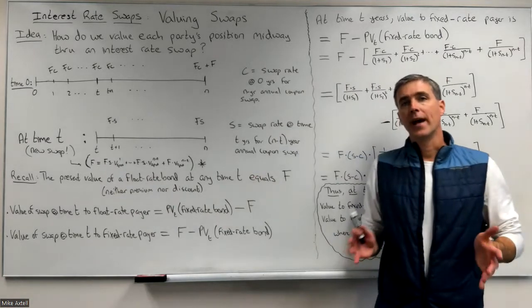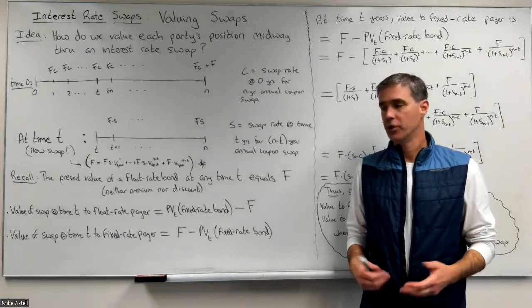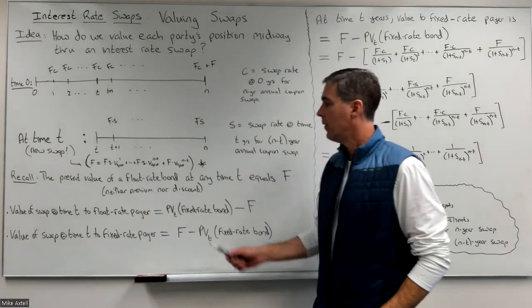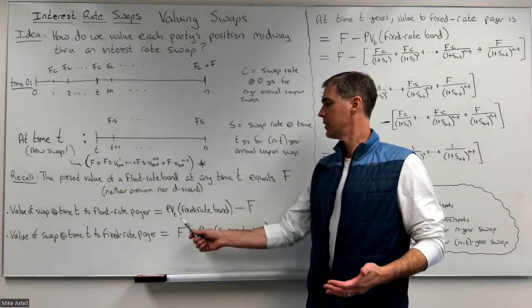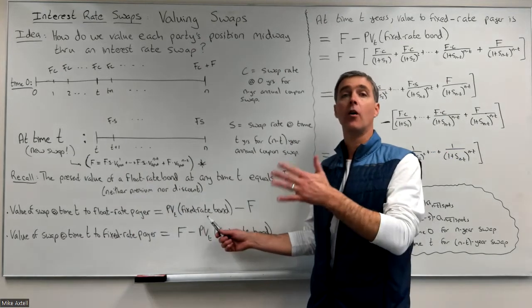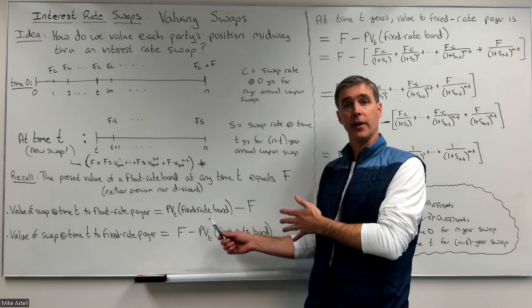All right, so we're at time T, and each player wants to figure out what's the value of my position. So at time T, the float rate payer is going to receive the present value of the fixed rate bond, right? They're going to receive all those fixed rate coupons, and they're going to receive a redemption payment at the very end.